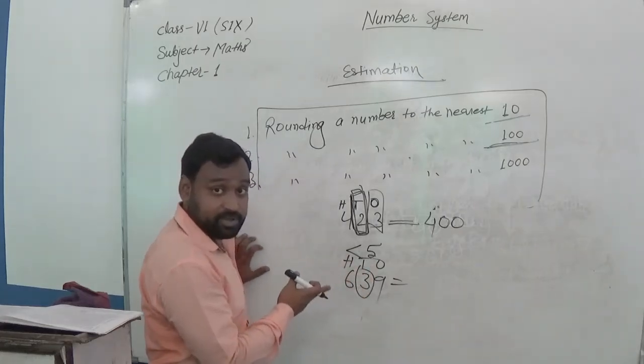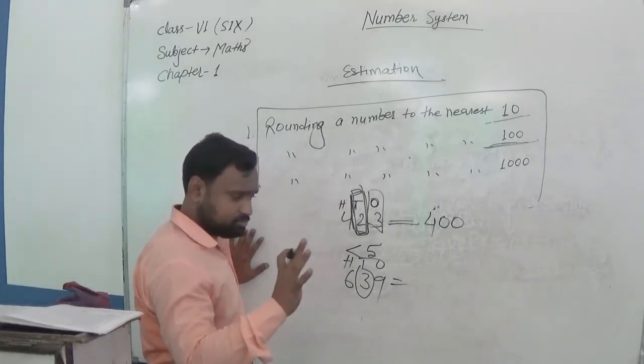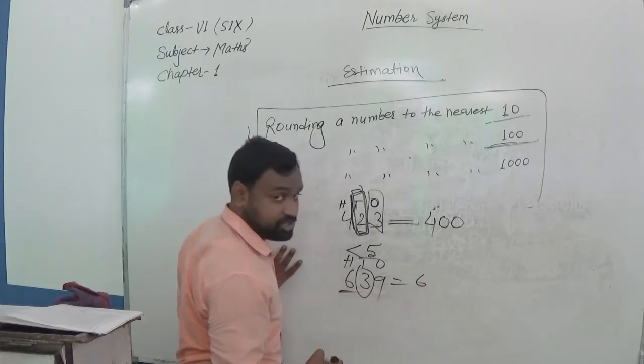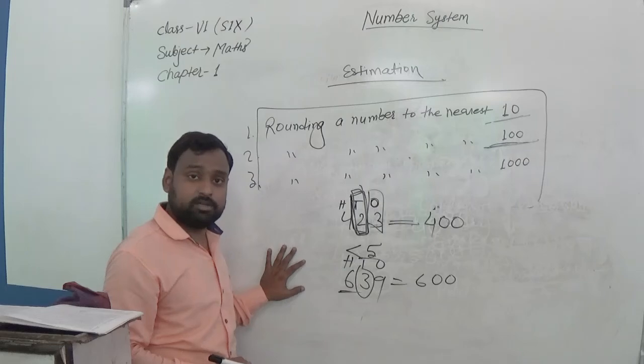It is less than 5. And nothing extra we have to think. We just keep the hundreds digit unchanged, and both the tens and ones will be replaced with 0.